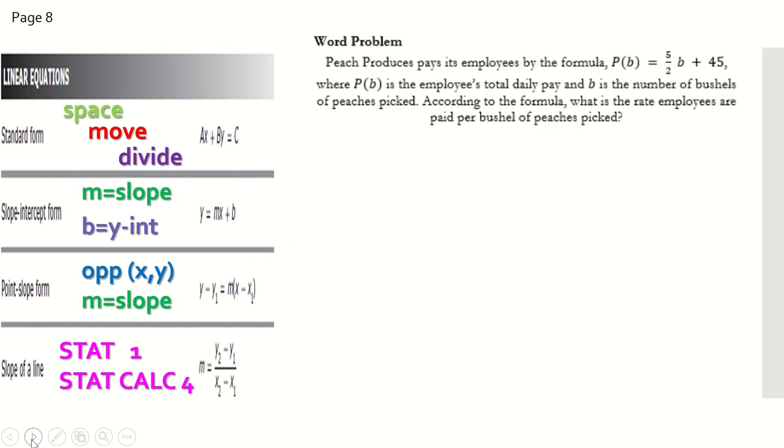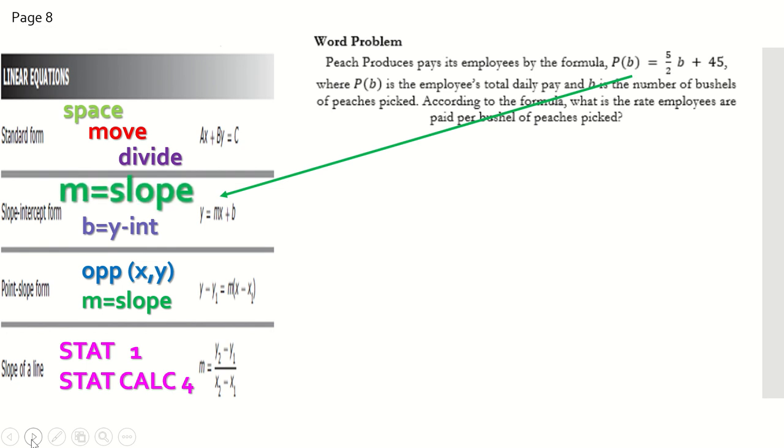Here's a quick word problem. Peach pays its employees by this formula: P of B equals 5/2 B plus 45, where P of B is the employee's total daily pay and B is the number of bushels of peaches picked. According to the formula, what is the rate employees are paid per bushel of peaches picked?